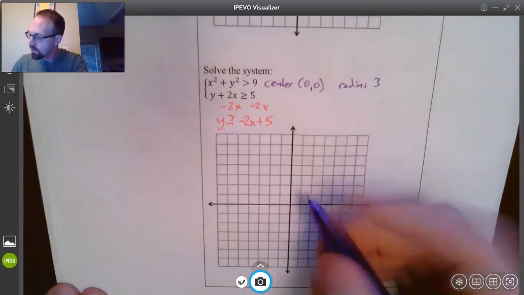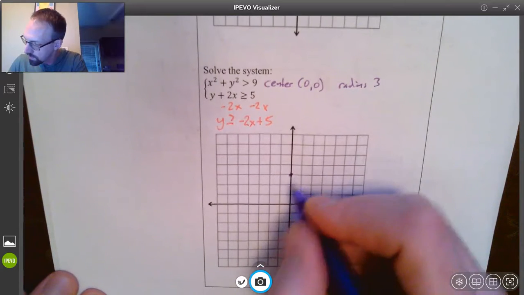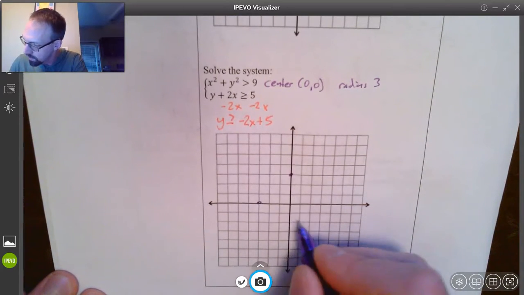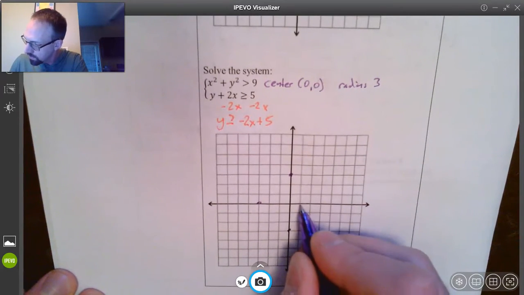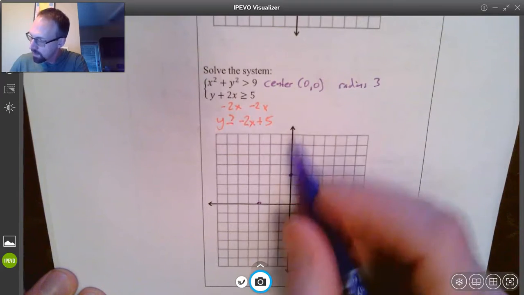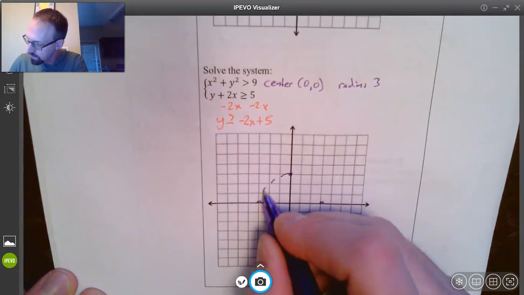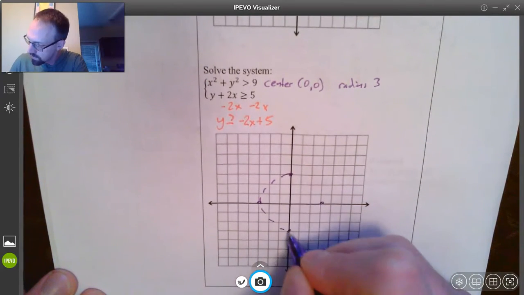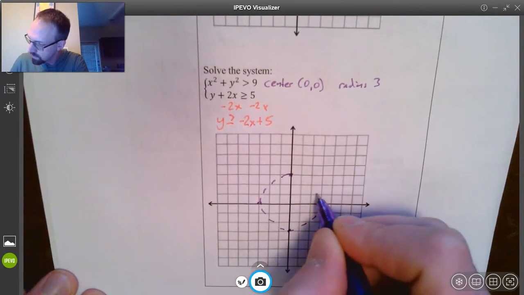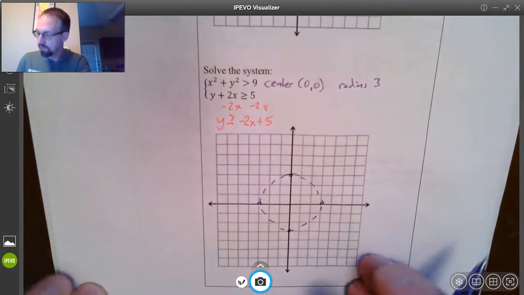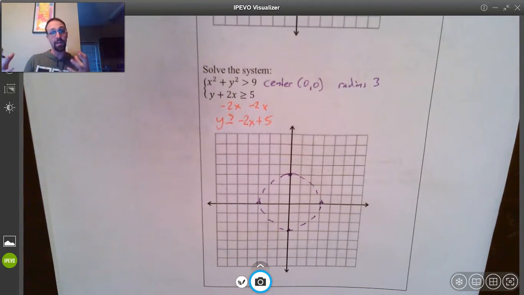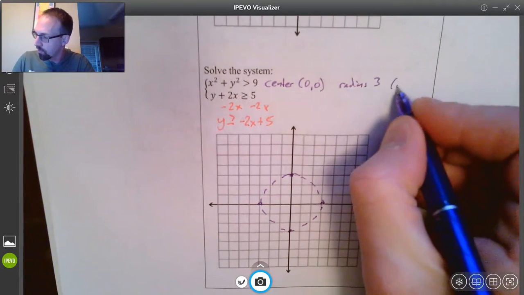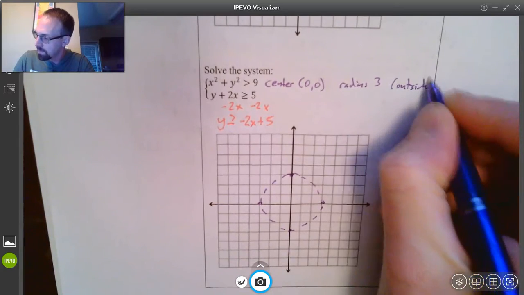So for the circle, 1, 2, 3, 1, 2, 3. Again, it's dashed. Like so. And then this is actually outside by checking 0 plus 0 is not greater than 9. So you would shade away from the center, so that would be outside. So I'm going to put the word outside just to remind me.